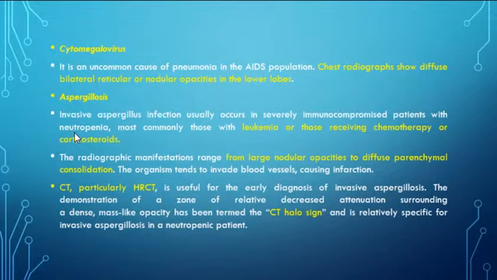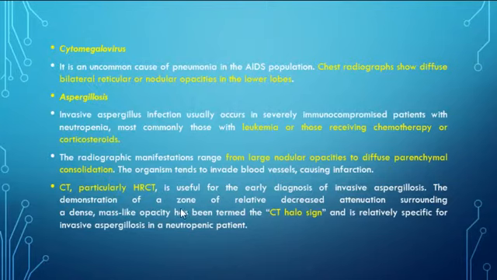Aspergillosis: we have learned that invasive aspergillosis usually occurs in immune-compromised patients, most commonly patients with leukemia and those receiving chemotherapy or on corticosteroids. The radiographic manifestation ranges from large nodular opacity to diffuse parenchymal consolidation. CT, particularly high-resolution CT, is useful for early diagnosis of invasive aspergillosis.